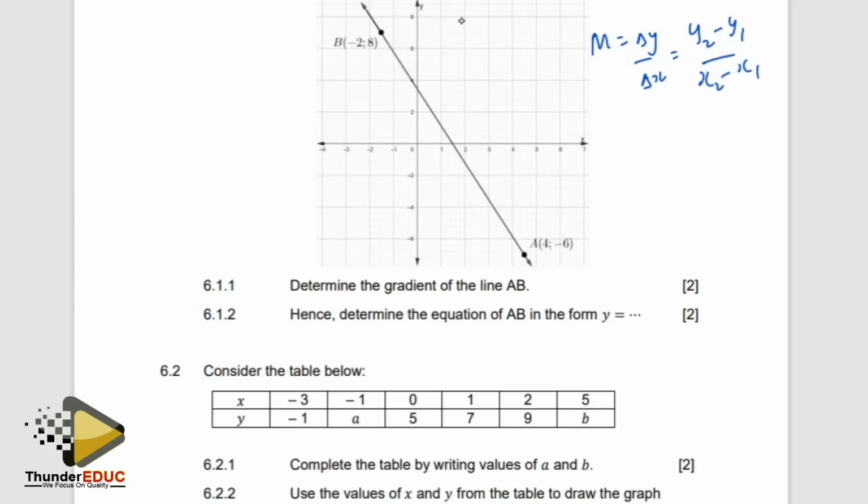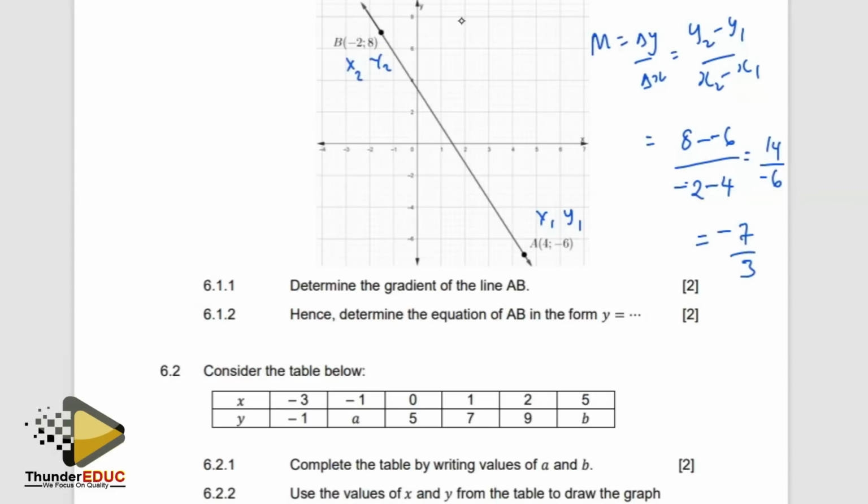So if I call this my x2, y2, x1, y1. Now I do the substitution, it's going to be 8 minus -6 over my x2, which is negative 2, minus 4. So that's going to be 14 over negative 6. And I simplify that, it's going to give me negative 7 over 3. Then hence determine the equation.